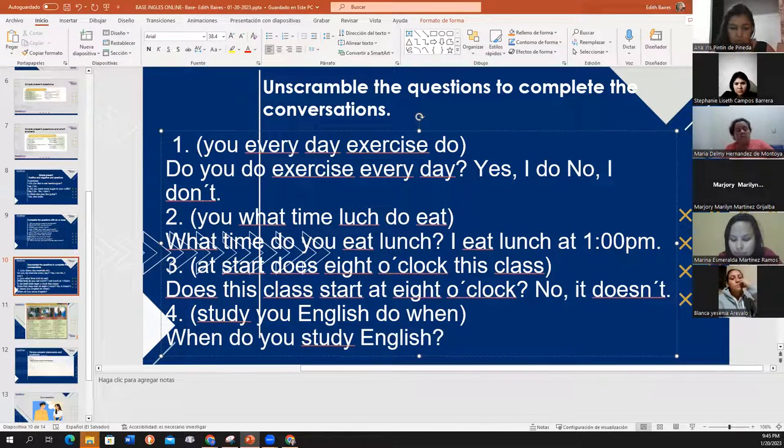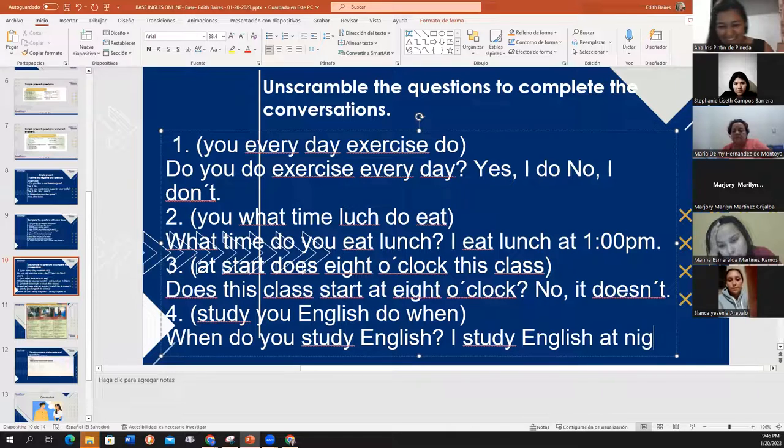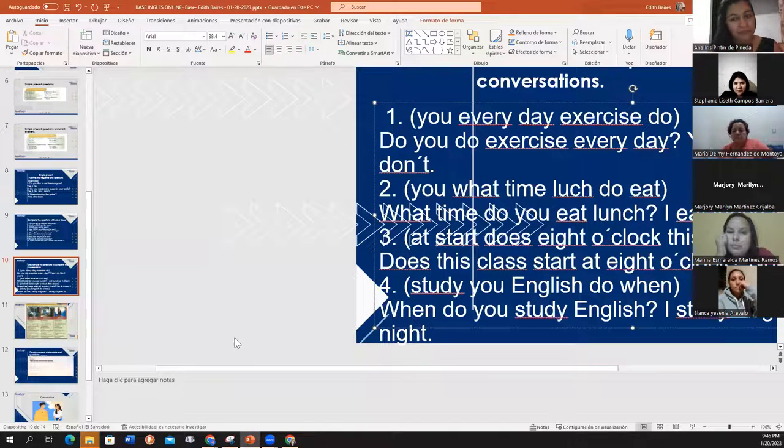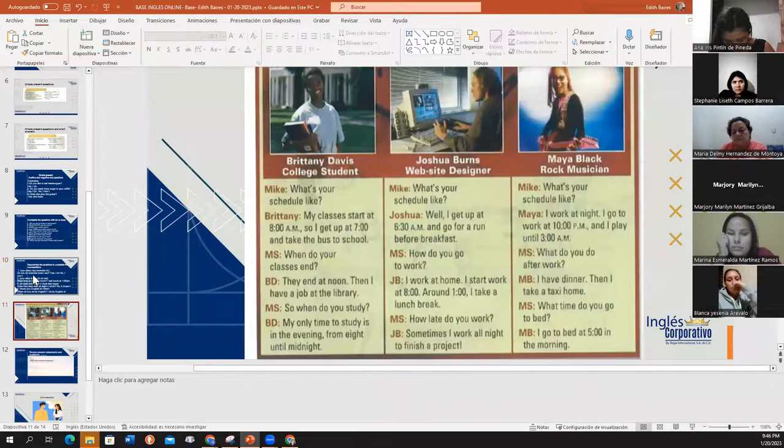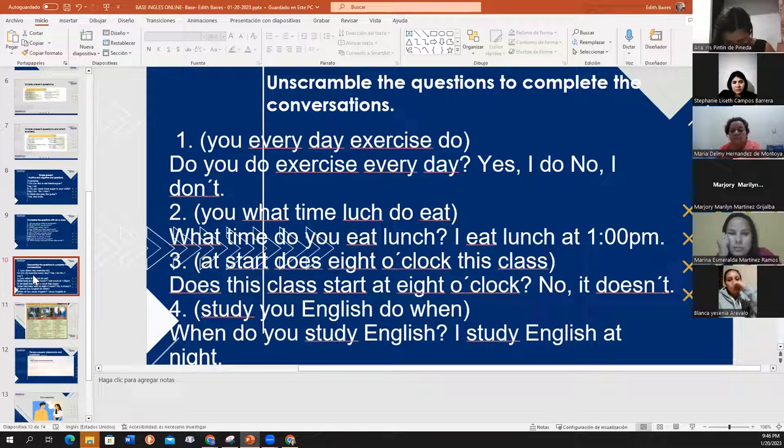Okay. How will be your answer? I study English online every day. I am studying English in the night. Night. Okay. Sorry. Okay. Good. Very good. There you have. You know how to make the equation? And how to answer that. Good. ¿Tienen preguntas? Do you have questions about that? ¿Tienen preguntas? No.